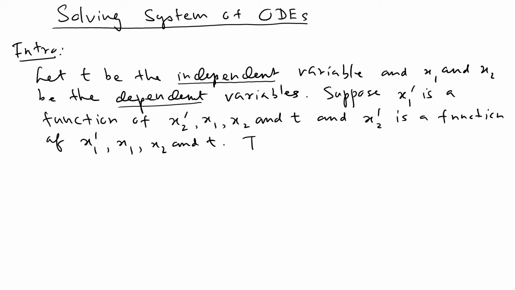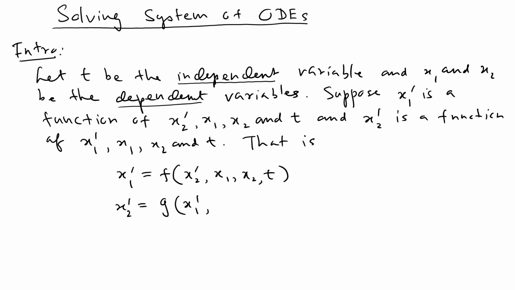That is, x1 prime is a function of x2 prime, comma, x1, x2, and t. So we separate each variable by a comma. This means that x1 prime is a function of those four quantities. Similarly, x2 prime is a function of x1 prime, x1, x2, t. So we have two different functions. That means x1 prime depends on all those four quantities.